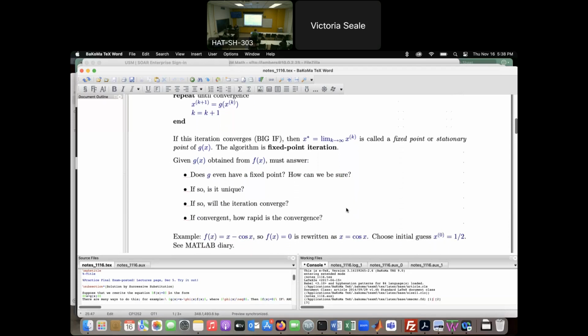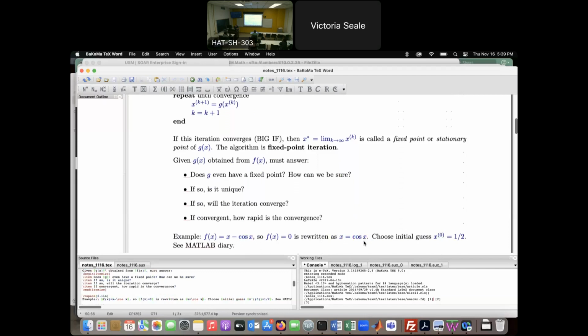Okay, so I'm going to start with an example. We're trying to find the root of a function f of x equals x minus cosine x. If I want this to be equal to 0, the most straightforward way to rewrite this equation in the form x equals g of x is just to do this: x equals cosine x. So g of x in this case is cosine x.